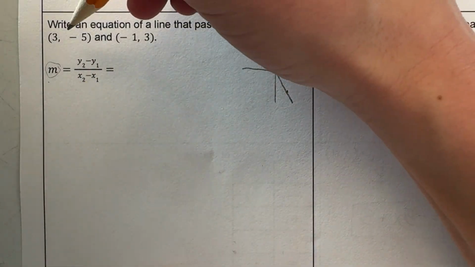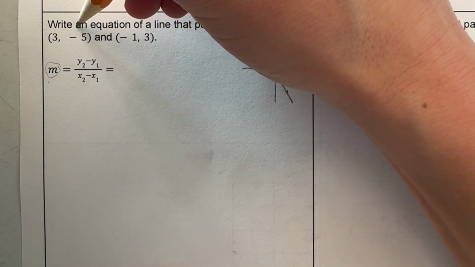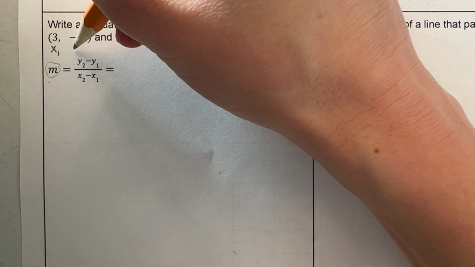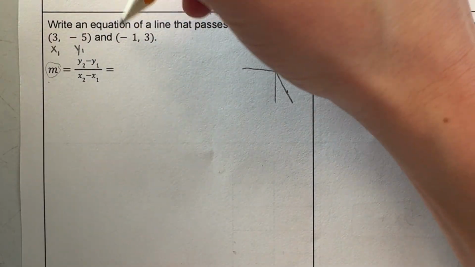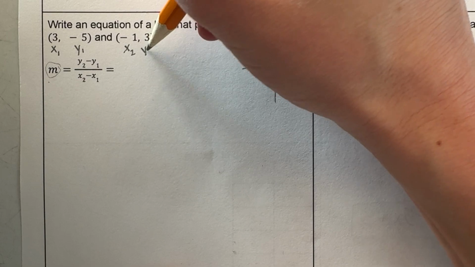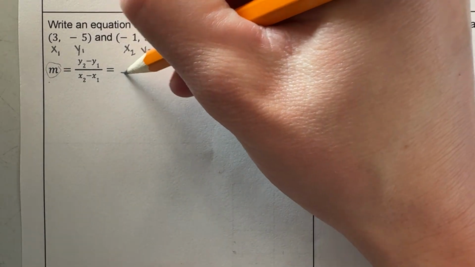So here's what you do. You say, okay, this is point number 1. I have 1 point, and of course we have an x and a y, and since this is point number 1, we're going to call this x1 and y1. And this is point number 2 over here, and so we have an x and a y, and we'll call it x2 and y2. So then what we do is we just plug in.